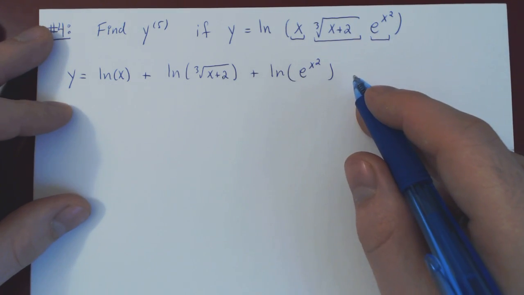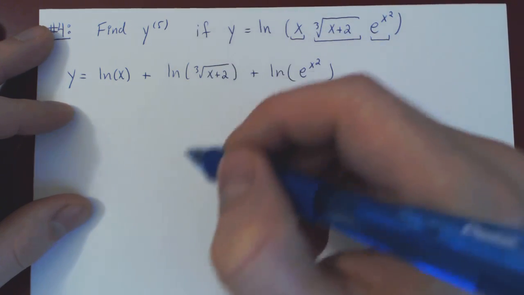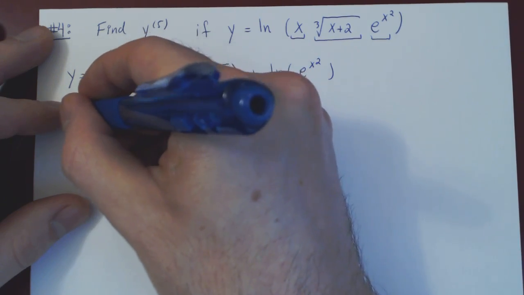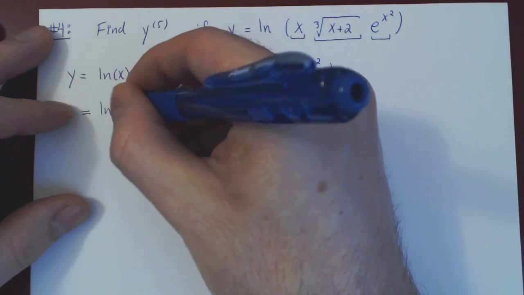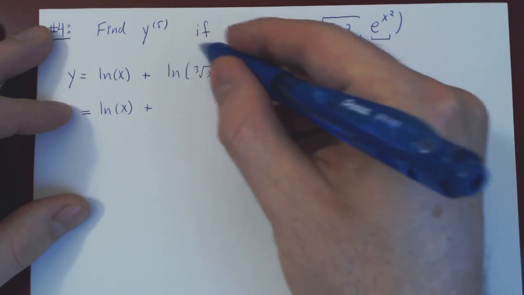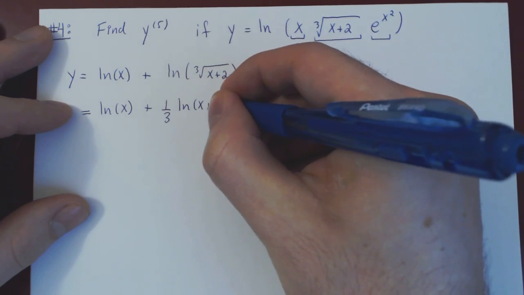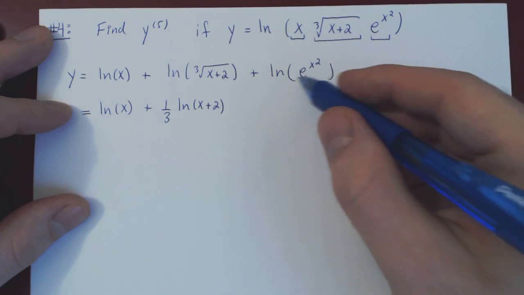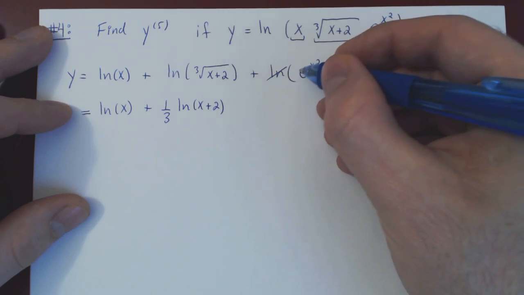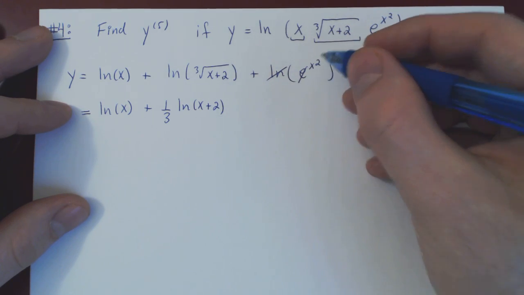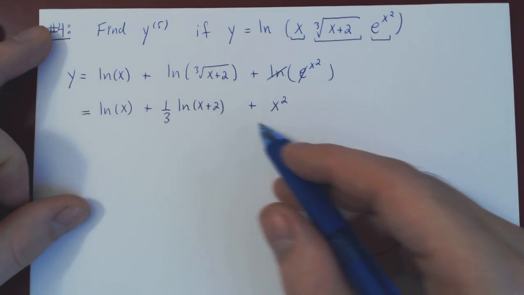And you ask, is this the best we can do? The answer is no. The cube root is a power of 1/3. And if you remember, we can move powers outside of the logarithmic function. We can move the 1/3 power out, so we have 1/3 ln of x plus 2. Now this is good. And also here, ln and e are inverses of each other. So if you compose ln with e, they cancel each other out, and you're left with simply x squared.